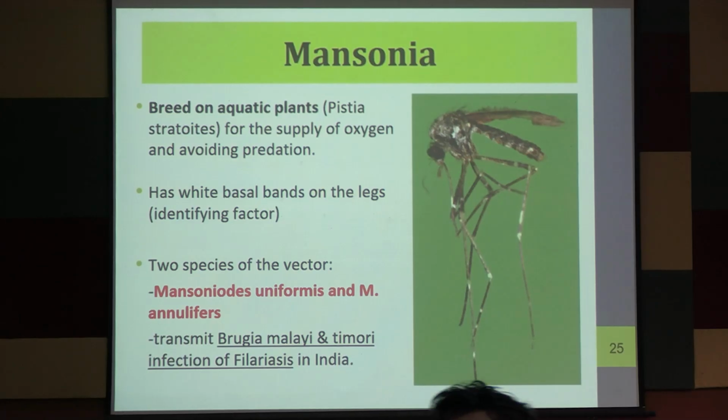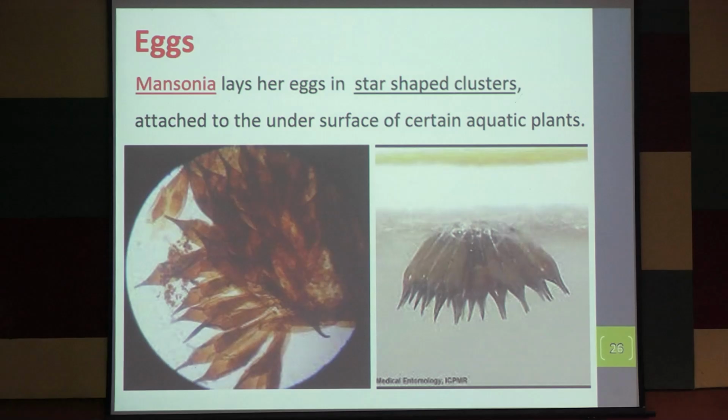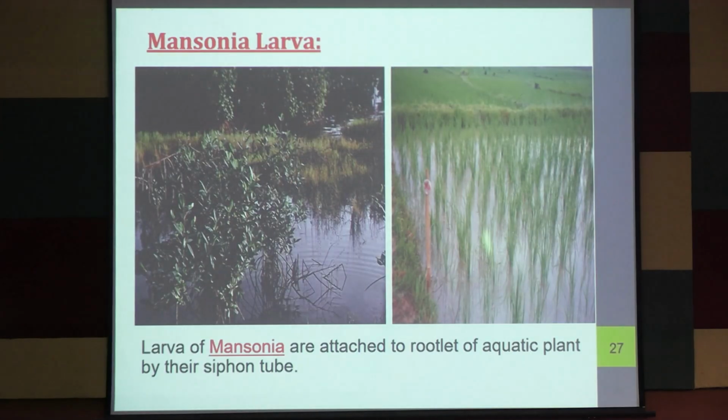Brugiasis, I think you all have studied in micro. So for Mansonia you only write these points, okay, other points are not that much important. For eggs that usually most commonly asked in MCQ, that star shaped, it lays eggs in star shaped clusters, okay, and it attached to the undersurface of these aquatic plants. Star shaped clusters that you have to remember.